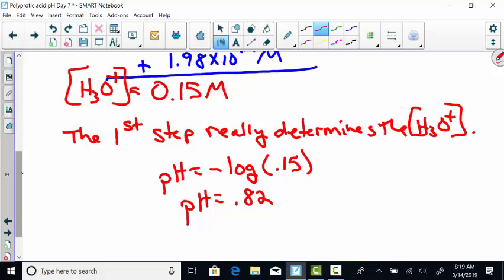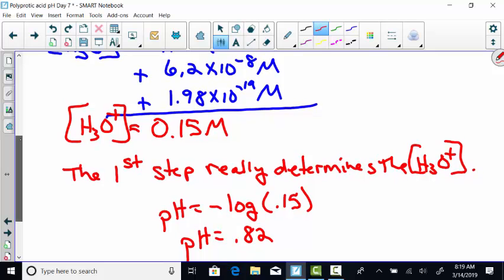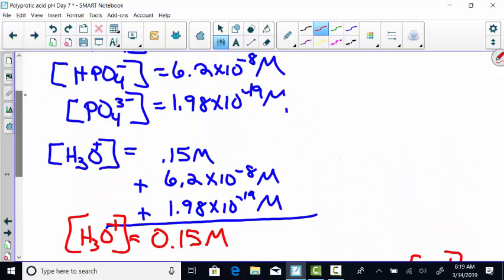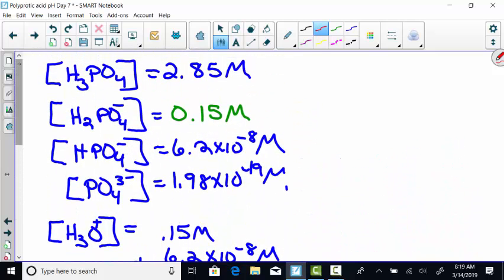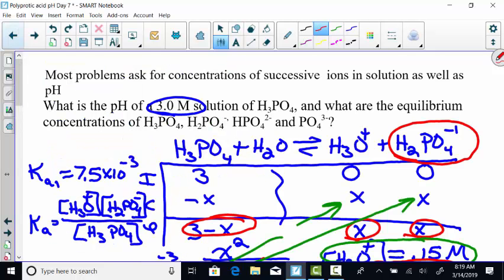So this is how you complete a polyprotic problem. Now, the question that's going to come up is, why do I have to do all these steps if the very first step gives me the pH? Because most problems are also going to ask you for what those concentrations are as well.